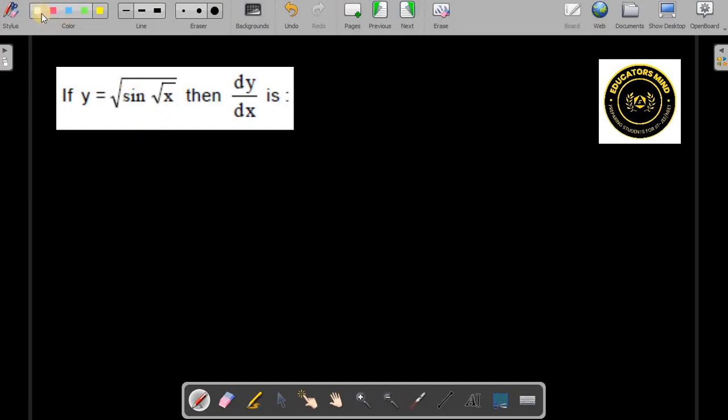So let's start with this question. Here y is equal to root of sine root x. We have to find dy by dx. So obviously you know what you have to do. You have to apply the chain rule. So what is y? Root of this. First you can write root of this, with respect to this you will do, right?